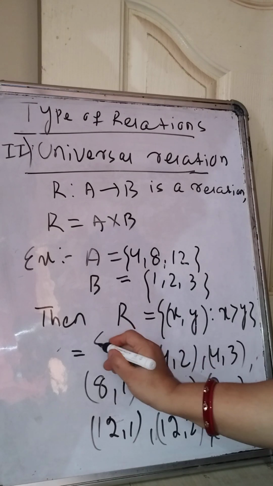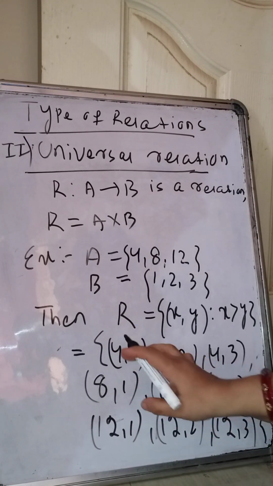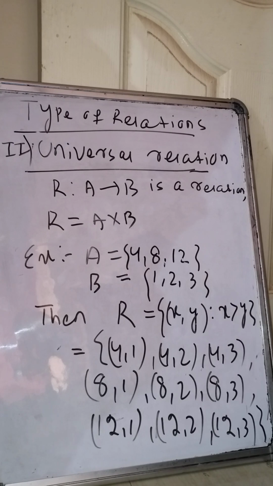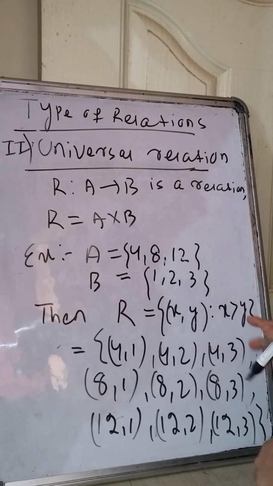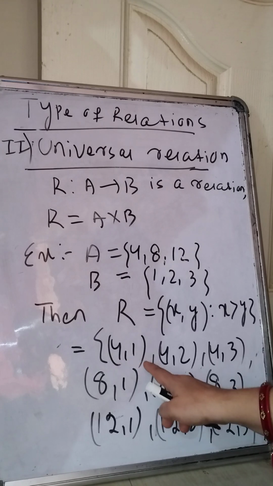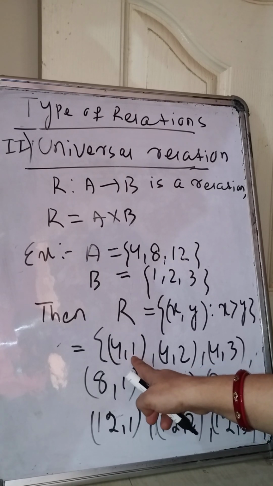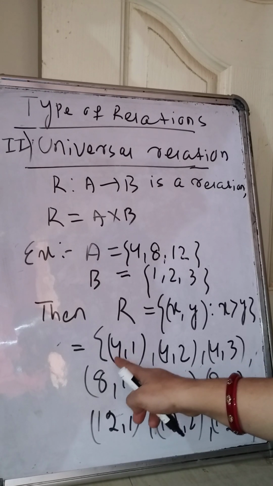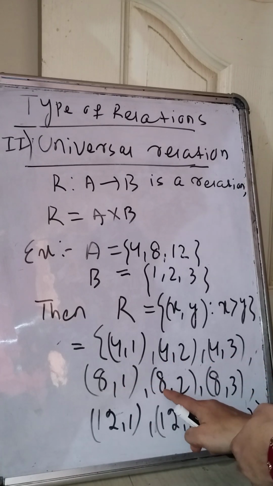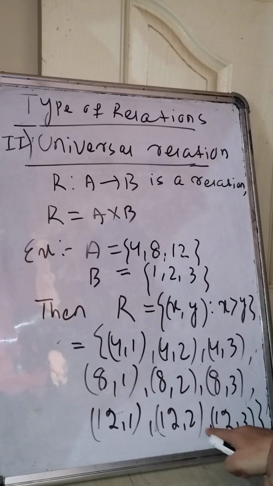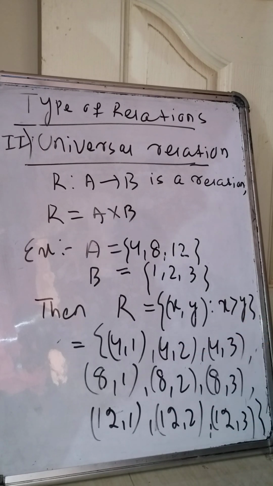Now this is a set of all these ordered pairs. See this relation, you can consider all these ordered pairs. Why? Because in all cases, in each ordered pair, the first element is greater than the second element. 4, 1, first element is greater than second element. Similarly here 8, 1, 8, 2, 8, 3. In all cases the first element is greater than the second element.